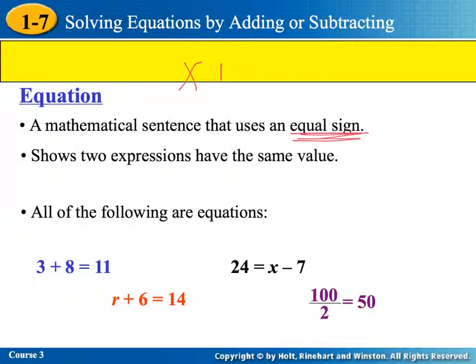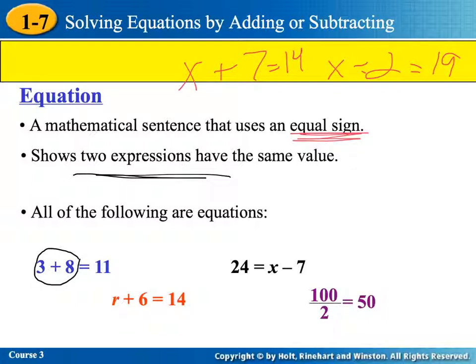Before, we were talking about things like x plus 7 or x minus 2. Now what we are doing is showing that these two expressions have the same value. So we're getting x plus 7 equals 14 or x minus 2 equals 19, problems along those lines. It has an equal sign, but also there are two expressions. If you look at the bottom, these are all equations. If I gave you the problem 3 plus 8 alone, your answer is 11. However, that's an expression. The number 11 is an expression. Once we toss in those equal signs, that's when we have an equation. So an equal sign makes an equation. Make sure it's in there.